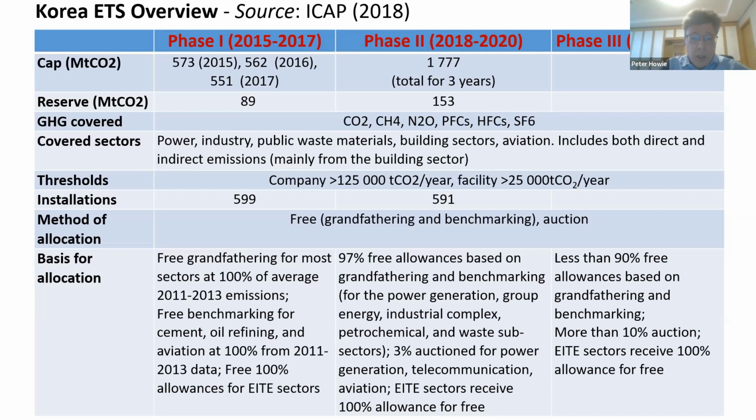The methods of allocation, in general, started off in phase 1 with grandfathering. It moved to more grandfathering and benchmarking in phase 2, and in phase 3, it's moving towards more and more auctioning. So there are some similarities between the three.